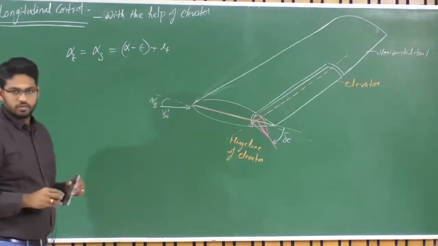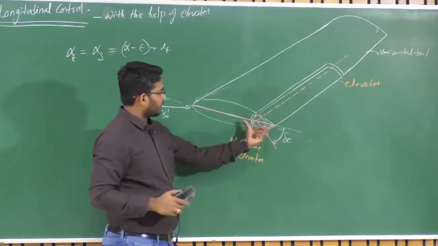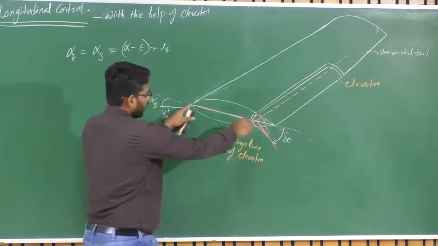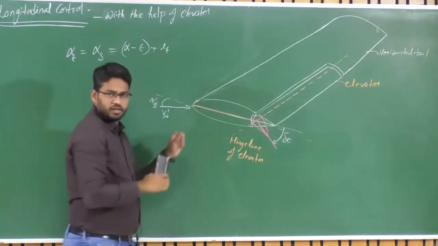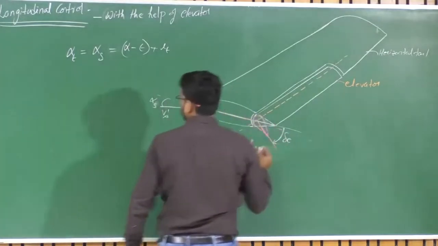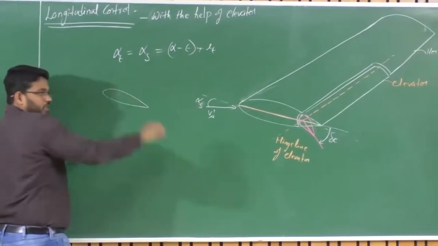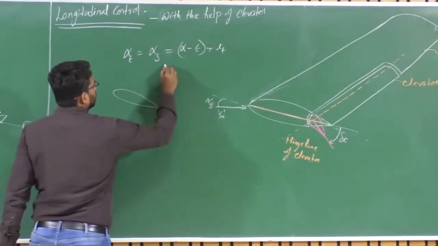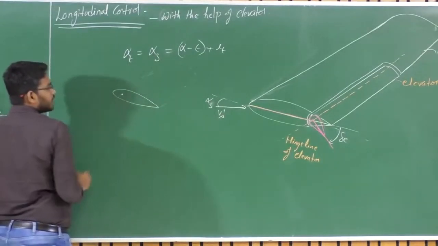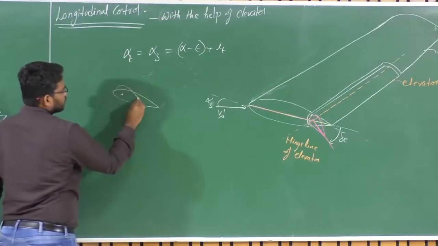But when there is a deflection of the elevator, in order to understand this properly, let us assume that the entire horizontal tail itself is an elevator. Okay. So if I deflect this about a hinge line, right, the elevator deflection will change the corresponding angle of attack. Am I correct or not? Let us assume a case where this is my horizontal tail, and the entire horizontal tail is my elevator. I am rotating about a certain hinge line, right? So now when I rotate this, what happens? The airfoil still remains the same.